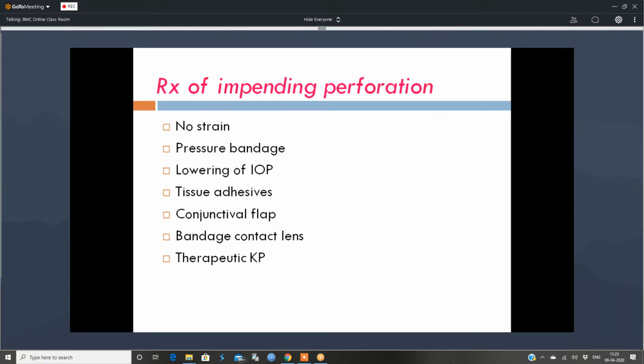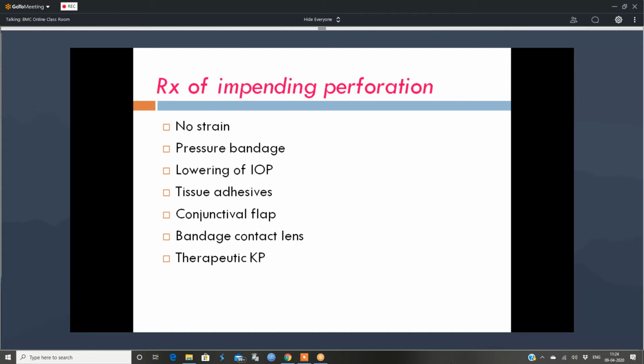Next. So how do we treat the patient who arrives at a stage where the ulcer is going to perforate? This is the stage of impending perforation, which means the ulcer is not yet perforated, but it's going to perforate. That stage is called as, anybody? Do you remember? What is descemetocele?